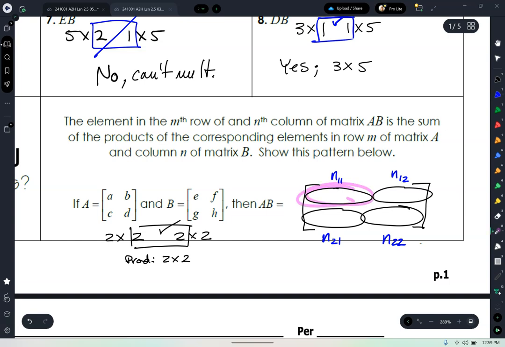Now, here's the way the multiplication works. If this right here has to come from row 1 and column 1, you're going to want to grab that first paper right there by the colored pencils.